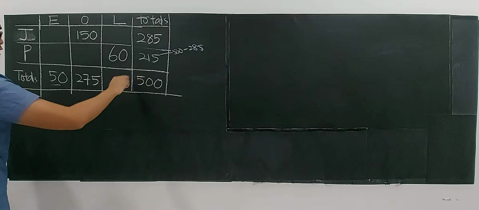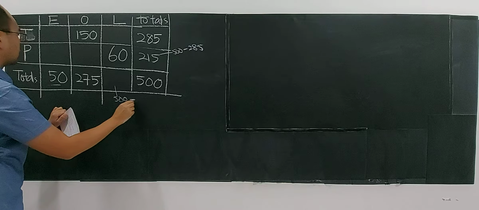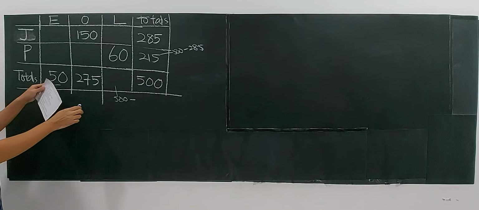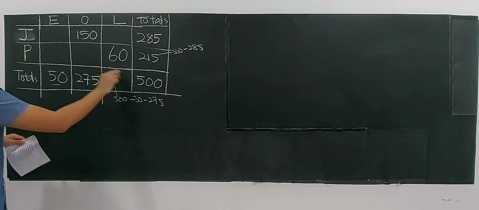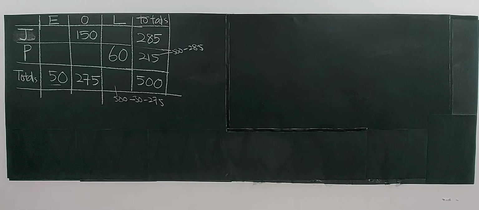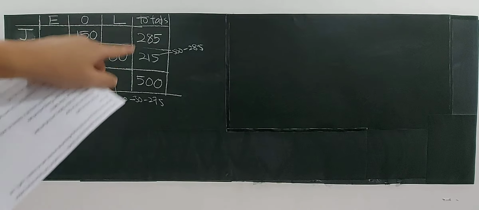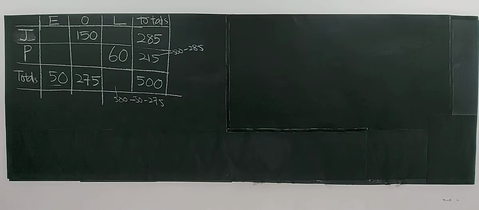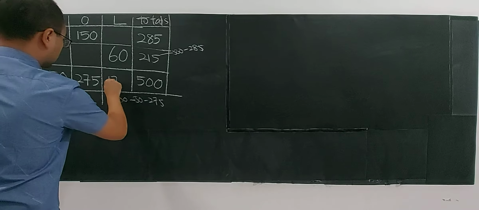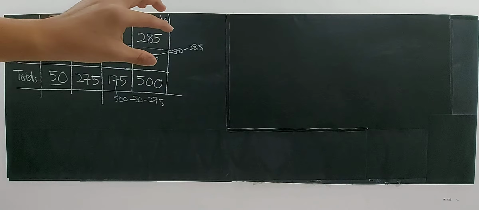So you have 500 buses, right? So I have to take 500 minus 50 minus 275 to find the number of buses that arrive late, either from Johor Bahru or Penang. Arrive late total, we have to calculate, which will give you 175, right? 175. So we have constructed some values here.